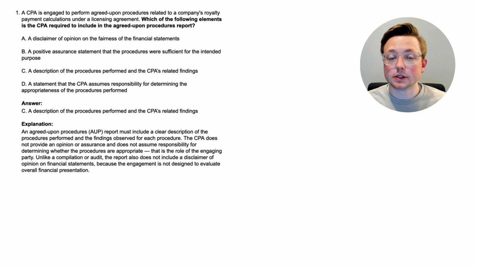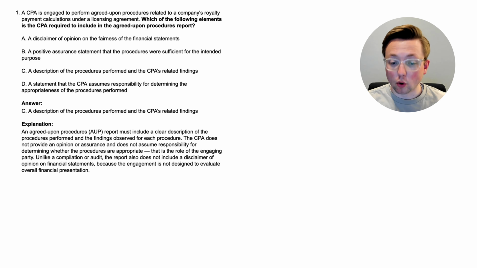An agreed upon procedures, or AUP, report must include a clear description of the procedures performed and the findings observed for each procedure. The CPA does not provide an opinion or assurance and does not assume responsibility for determining whether the procedures are appropriate. That is the role of the engaging party.